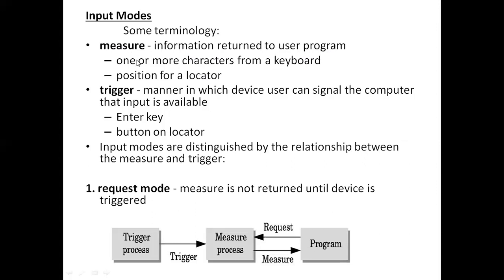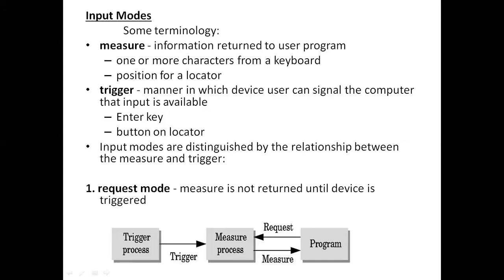If my input device is a mouse, obviously what my mouse can give as input is, as we saw, the locator. It can give the location where I'm pointing the mouse as the input to my program. So if my input device is a mouse, then this position or location comes into the picture as a measure. If my input device is a keyboard, then the characters I type are considered as the measure, the information that I have given.